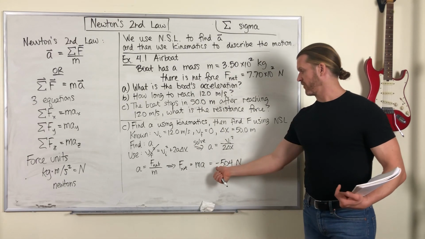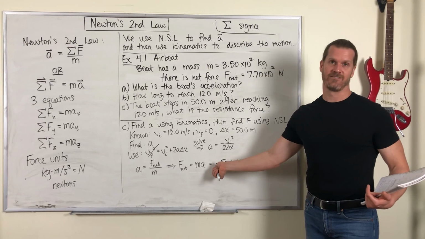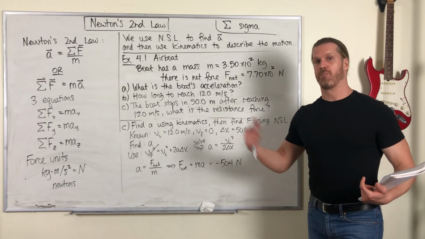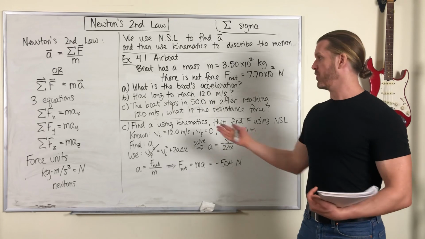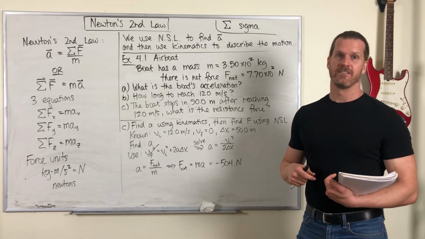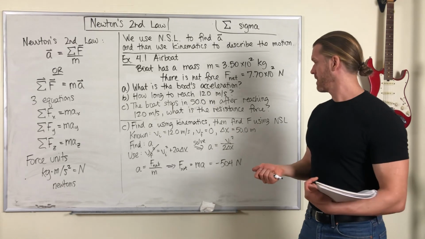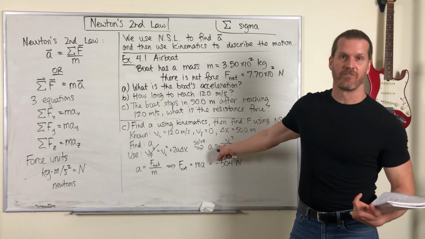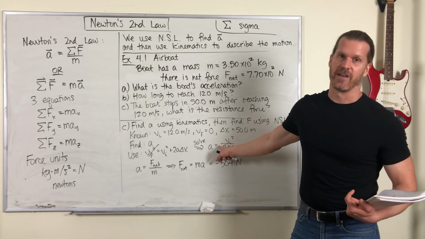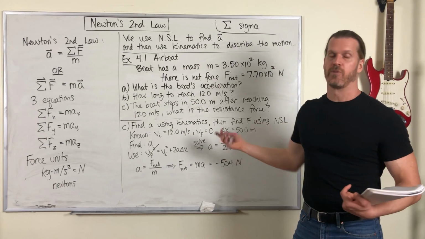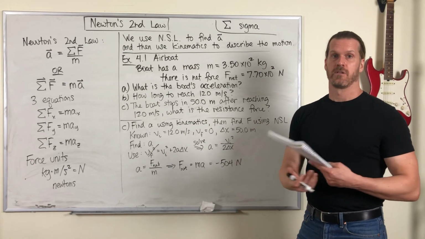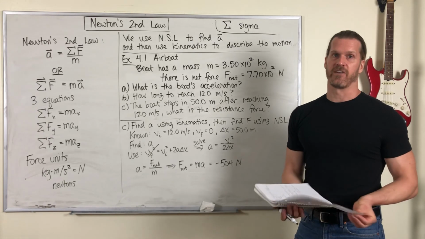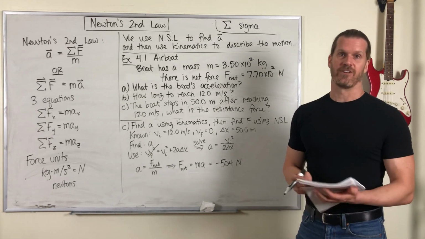So this force has a minus sign, meaning it's opposing the boat's velocity. So it's slowing the boat down. That minus sign came from the fact that the acceleration we calculated also has a minus sign. So whenever a force vector points opposite the velocity vector, it slows an object down.